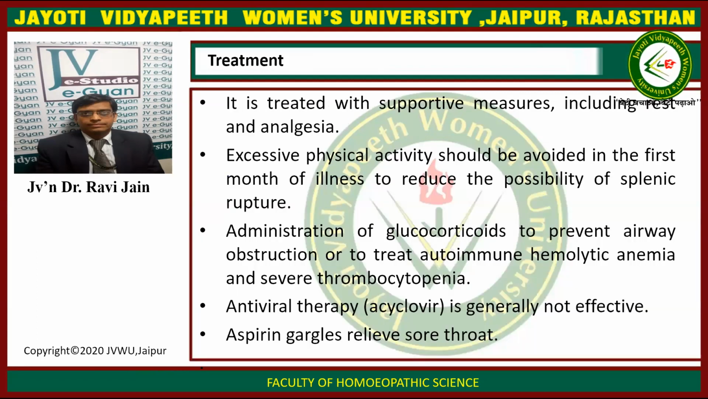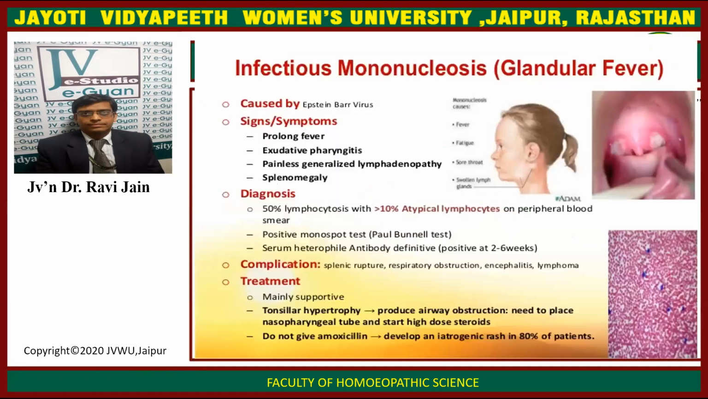Now we come to the management or the treatment part. It is treated with supportive measures including rest and analgesia. Excessive physical activity should be avoided in the first month of the illness to reduce the possibility of splenic rupture. Glucocorticoids are administered to prevent airway obstruction or to treat autoimmune hemolytic anemia and severe thrombocytopenia. Antiviral therapy, that is acyclovir, is generally not effective. Aspirin gargles relieve sore throat.